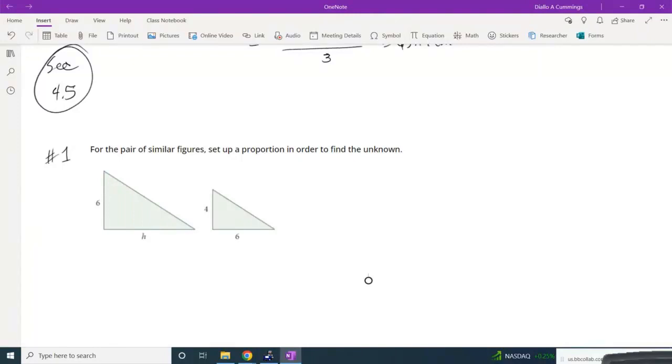Now there's a couple ways you can actually set up these proportions. The way that I'm going to set up my proportions is I'm going to use one triangle and set up my proportion according to the corresponding sides of the other triangle. Now we're going to talk about triangles in the next section, right triangles. But notice that these are right triangles. And in a right triangle, the side that's opposite the right angle is your hypotenuse, and the other two sides are legs.